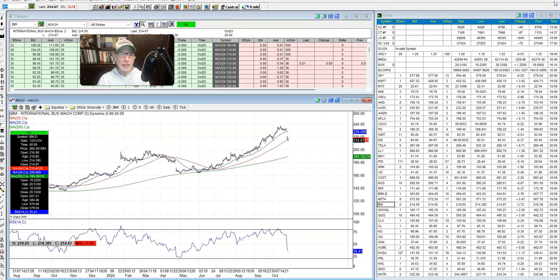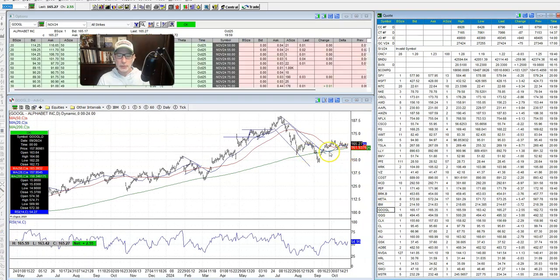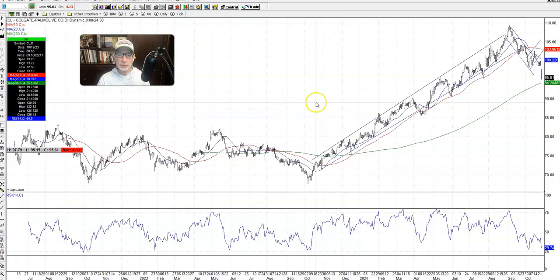So we're keeping an eye on IBM, Google, sideways as well. They probably have earnings coming up very soon. Let's see what else we have. Now let's talk about Colgate, because this is a stock we looked at.